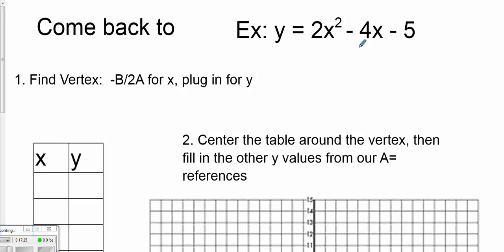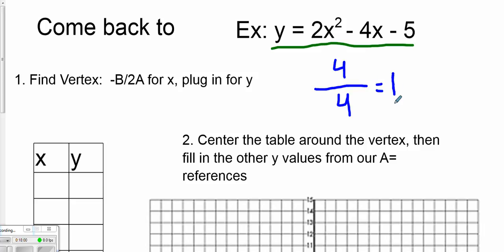So we're going to come back to that one that we were talking about before, kind of at that very first sheet, y equals 2x squared minus 4x minus 5. So how would we graph that one? Well, let's check it out. We're going to use our negative b over 2a to find the x value for our vertex. So negative b, our b value is negative 4, so we would use a positive 4, because it's negative b. 2a, 2 times 2 is 4, so we have 4 over 4, which of course is 1. So our x value is 1.